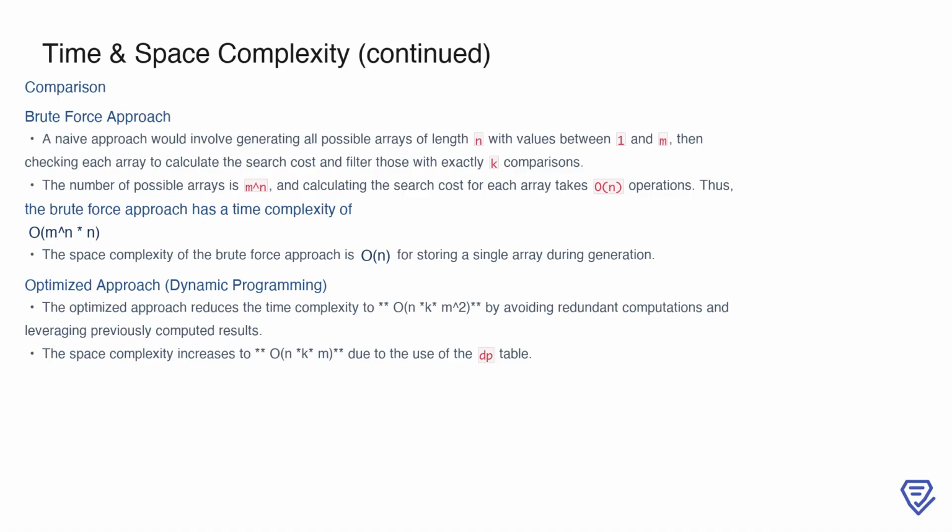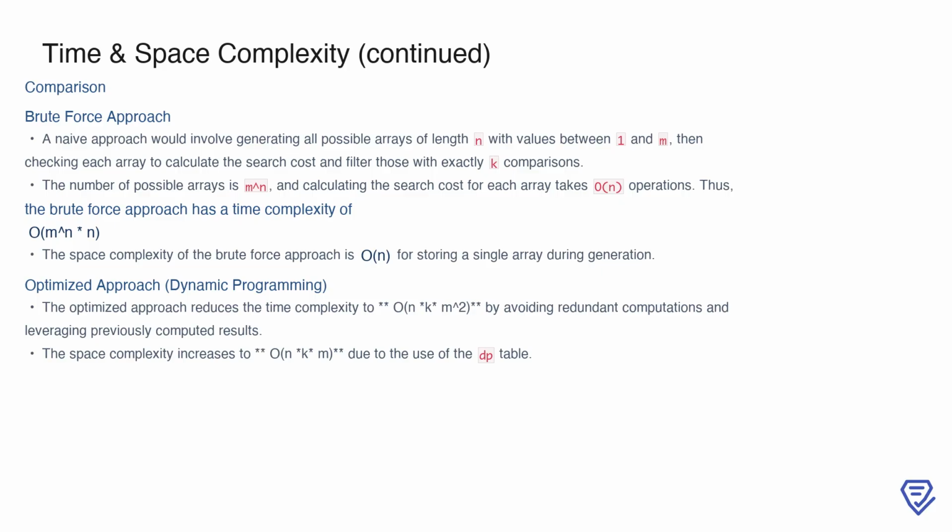To better understand the efficiency of the optimized solution, let's compare it to a brute force approach. In a naive solution, we would generate all possible arrays of length n with values between 1 and m. For each array, we would calculate the search cost and filter those with exactly k comparisons. The total number of possible arrays is m to the power of n, and calculating the search cost for each array takes n operations. This results in a time complexity of O(m^n * n) for brute force. The space complexity of this approach is O(n), as we only need to store a single array during generation.